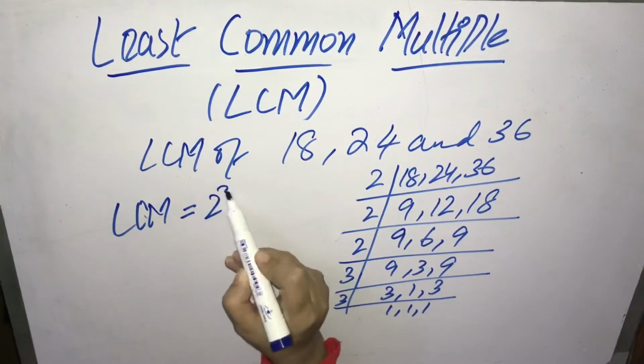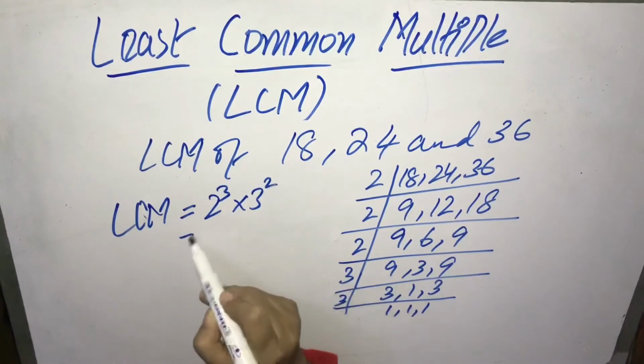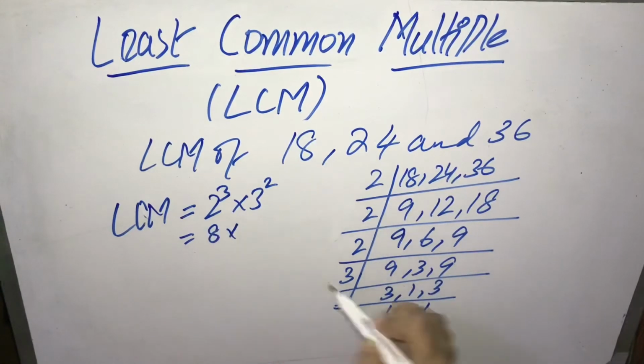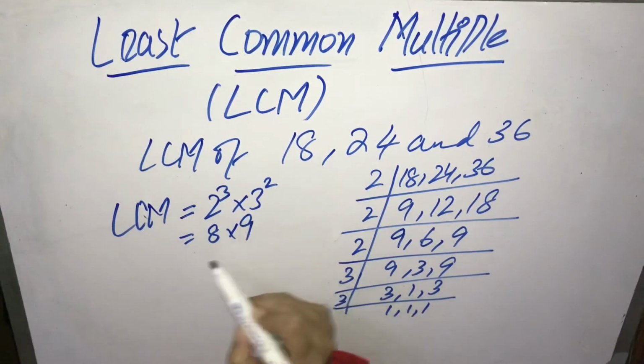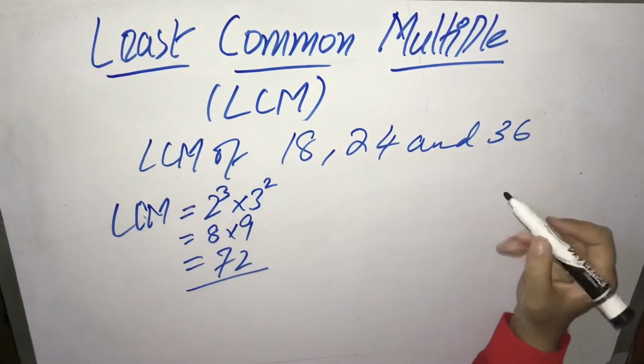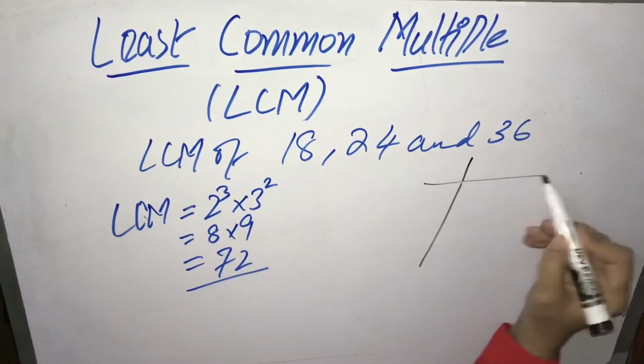2 power 3 cross 3 power 2. 2 power 3 means 2 2s are 4, 4 2s are 8. 3 power 2 means 3 3s are 9. The answer is 72. We can do the same question with separate ladders.